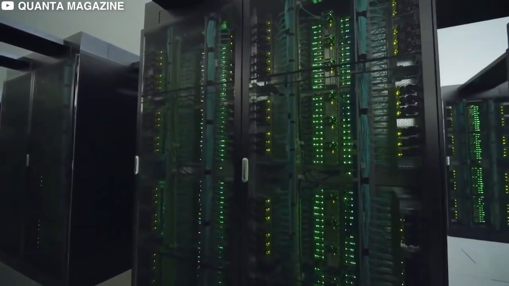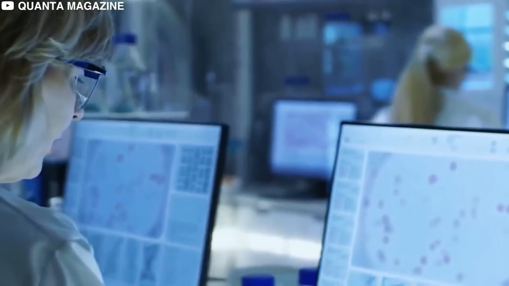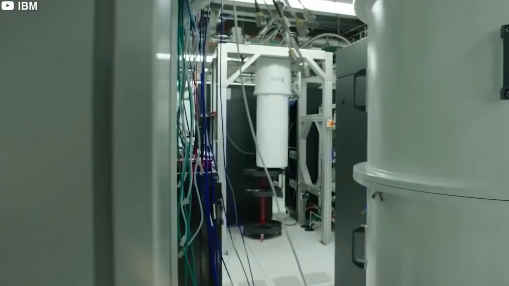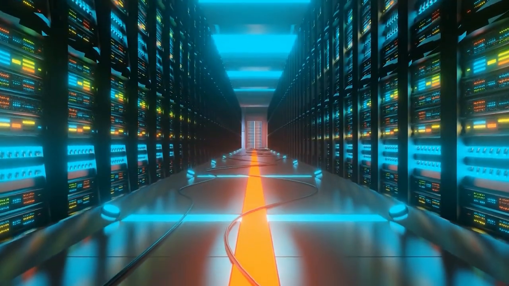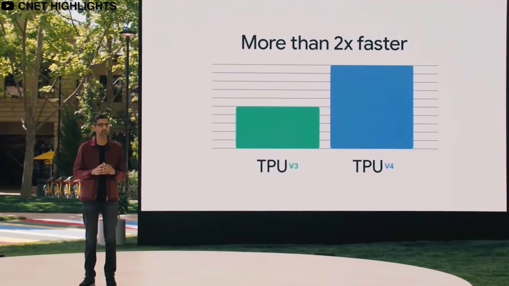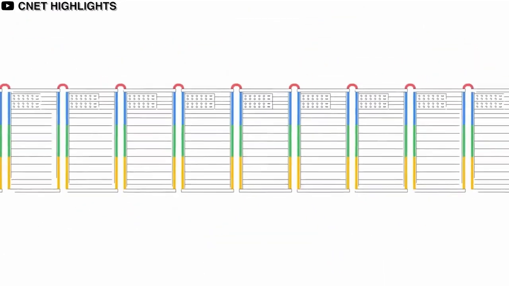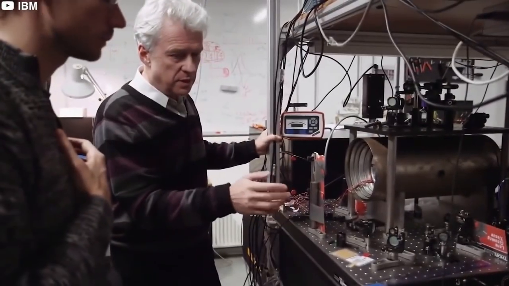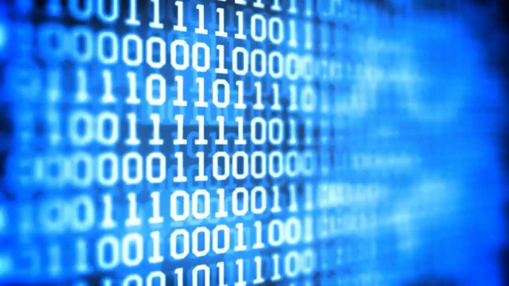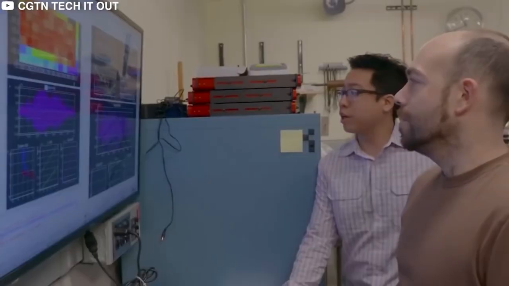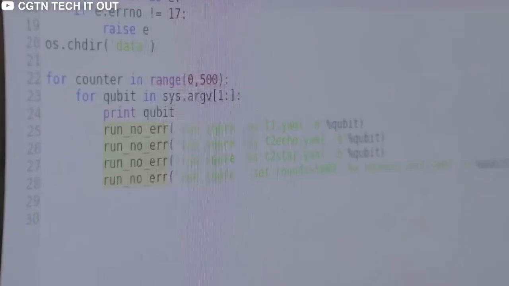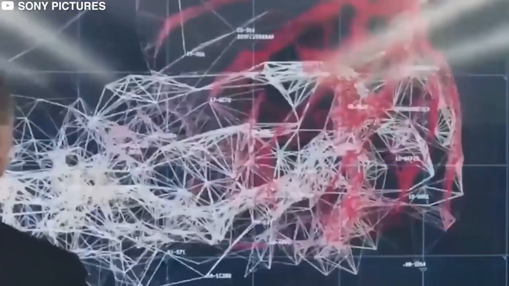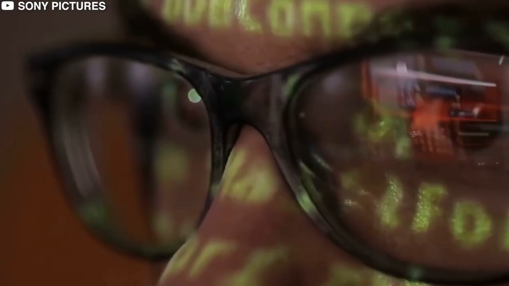Welcome to our video on the topic of quantum computing and its potential impact on the future. Quantum computing is a rapidly growing field that has the potential to revolutionize the way we process information. It has the potential to solve problems that are currently insolvable by classical computers and could lead to breakthroughs in areas such as cryptography, drug discovery, and artificial intelligence.